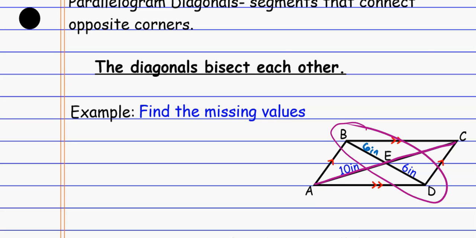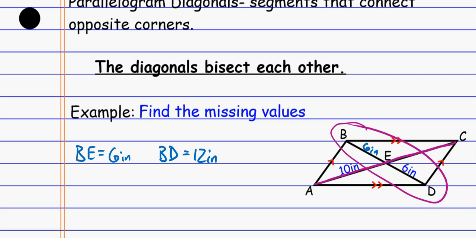And so I might ask questions like this. I might say, hey, what is the measurement of BE? And you would immediately say, hey, that's 6 inches. Or maybe I'd say, what's the measurement of the entire diagonal BD? And we could easily say, well, that's 12 inches, by using segment addition to add up the pieces.